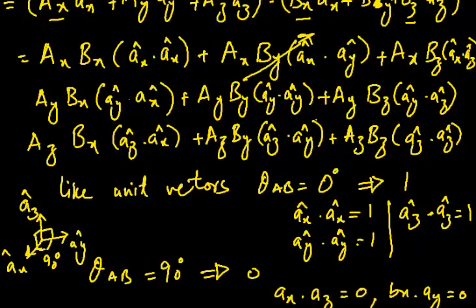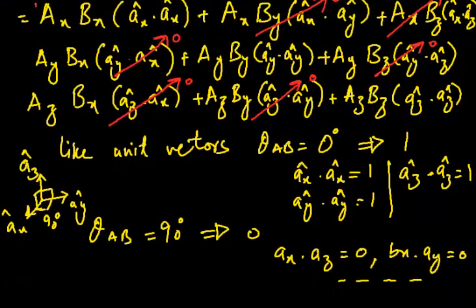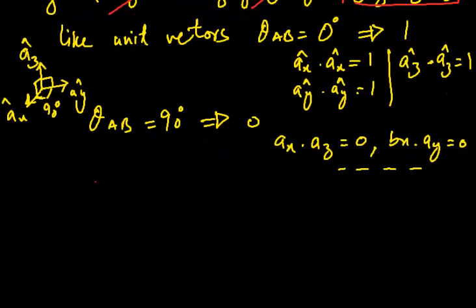Let me do it with another color. So this goes 0, this goes 0, this goes 0, because of the unlike vectors. This goes 0, this goes 0, and this goes 0 as well. What we are left with is this guy ax bx, and this guy and this guy. Simple as that.